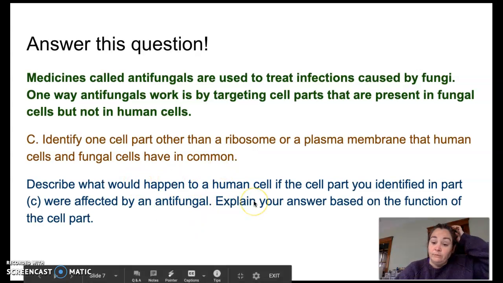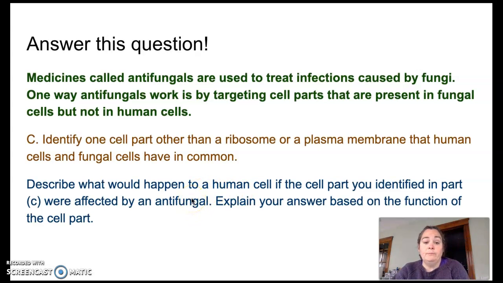Describe what would happen to a human cell if it were affected by an antifungal. So first and foremost, antifungals actually affect the fungus cell wall. Fungi have a special cell wall that's very different from animals. That's why we can use that kind of drug, because it interferes with a type of cell part that fungus have that animals simply don't.